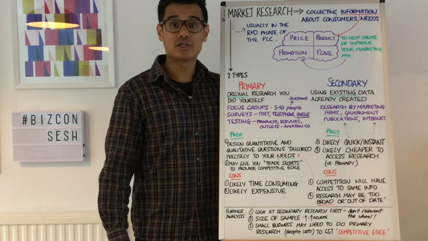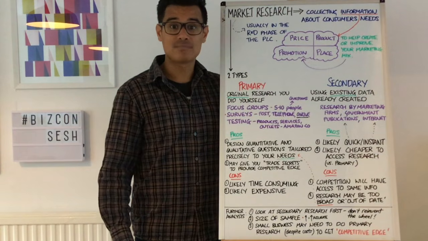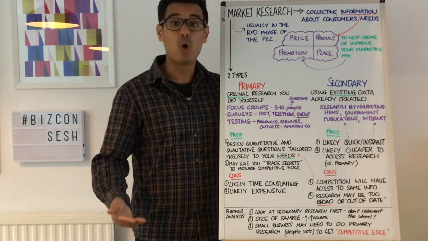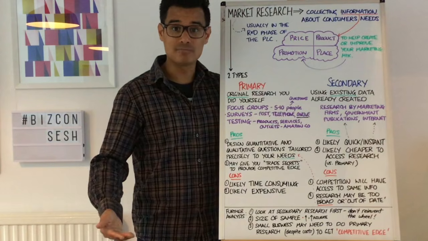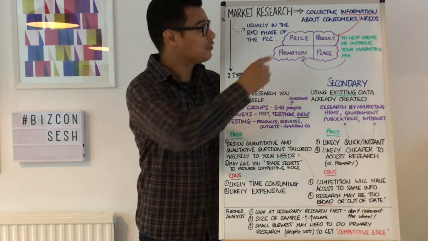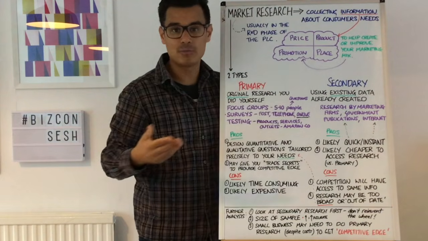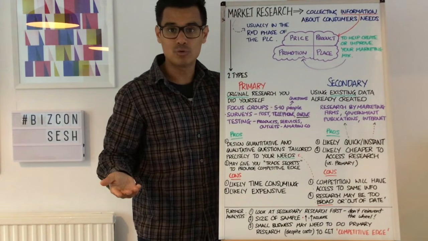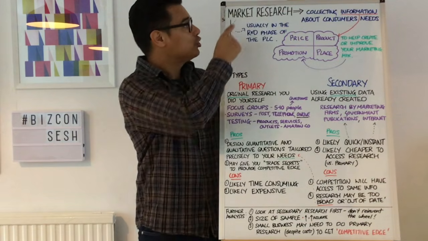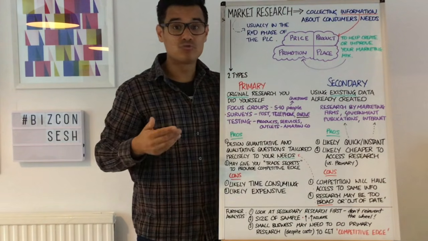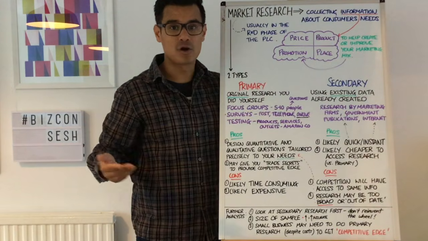If you gain that information on your consumers' needs, then it's likely to help create or improve your marketing mix. So help improve those 4 Ps, the price, the product, the promotion, the place. It could be one of those 4 or multiple options from them. And usually you do market research in the research and development phase of the product lifecycle.